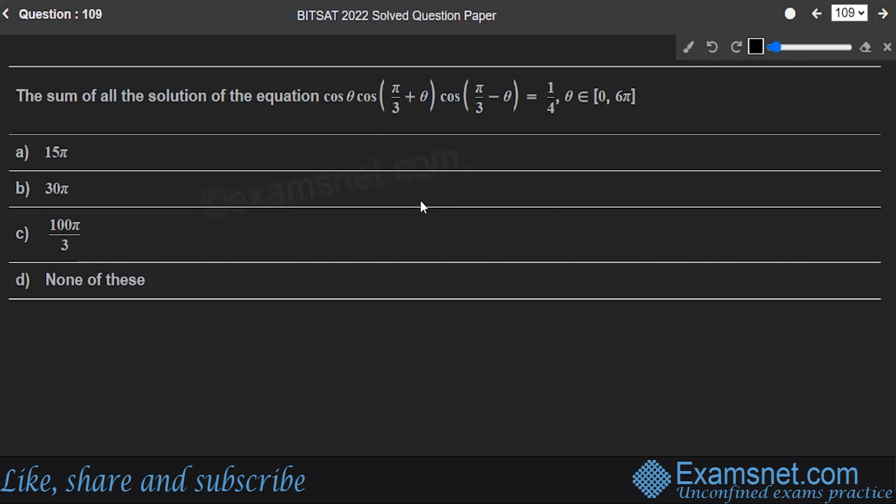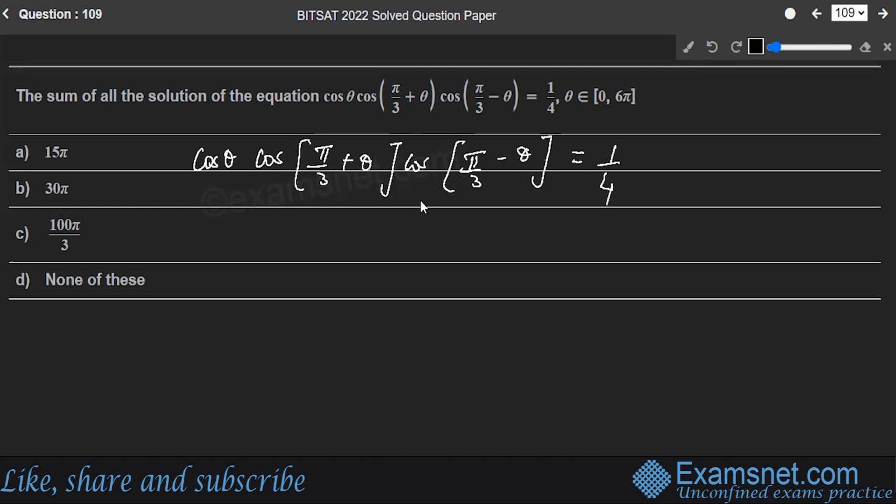It says the sum of all the solutions of the equation cos theta into cos (pi by 3 plus theta) into cos (pi by 3 minus theta) is equal to 1 by 4 for theta lying between 0 to 6 pi. Fine. So you have to find out the sum of all the solutions for the equation. Let's write down: cos theta into cos (pi by 3 plus theta) cos (pi by 3 minus theta) is equal to 1 by 4.